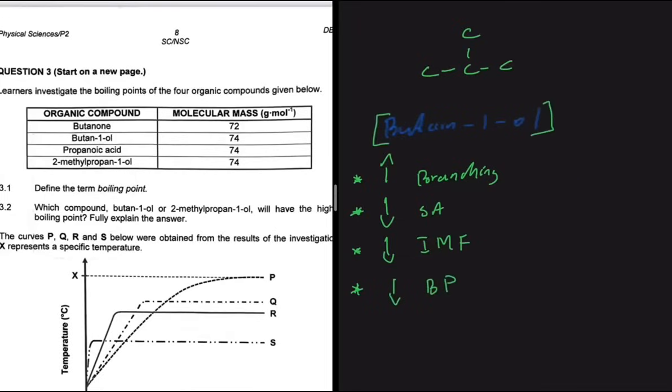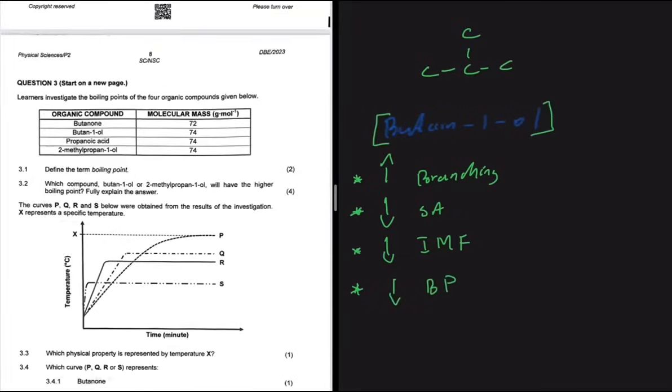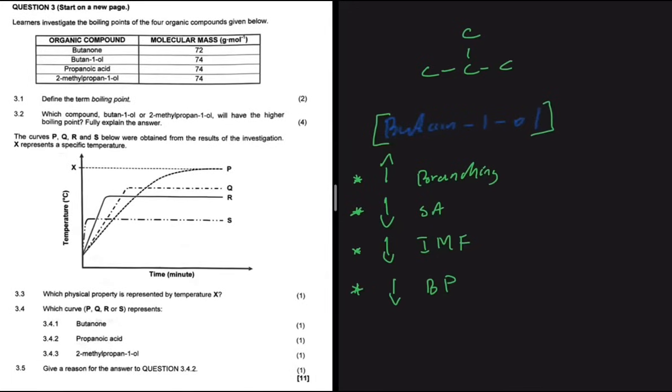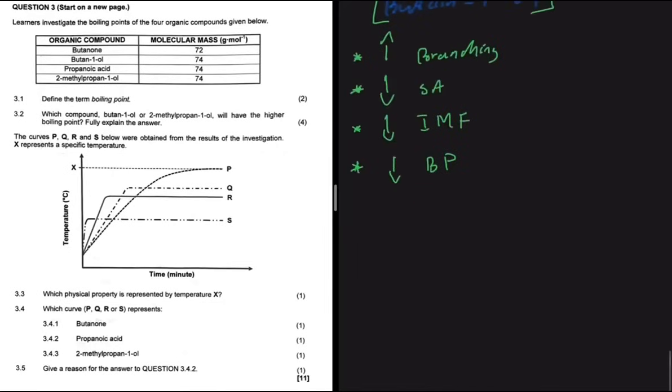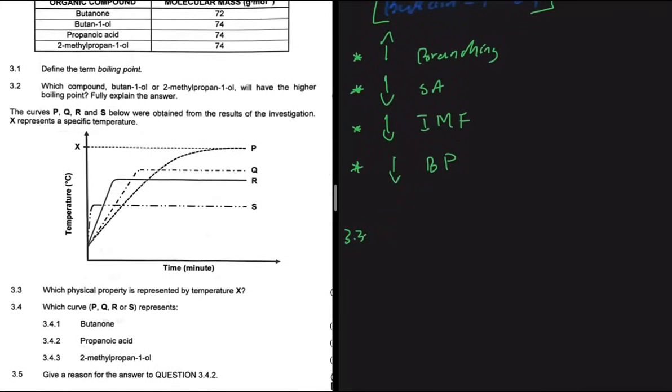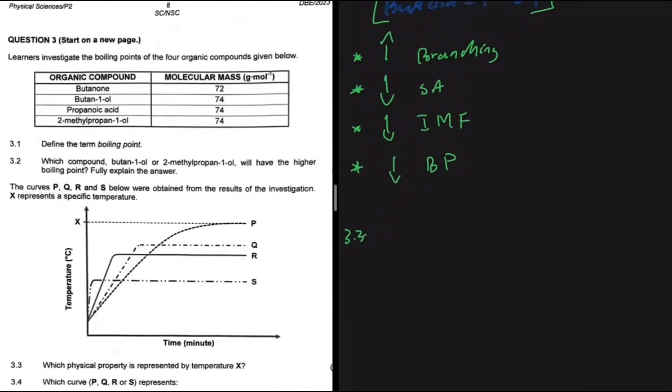That is 3.2. Let's look at 3.3. So we are told that the curves P, Q, R, and S below were obtained from the result of the investigation. X represents a specific temperature, right? And then 3.3, the question is saying which physical property is represented by temperature X.